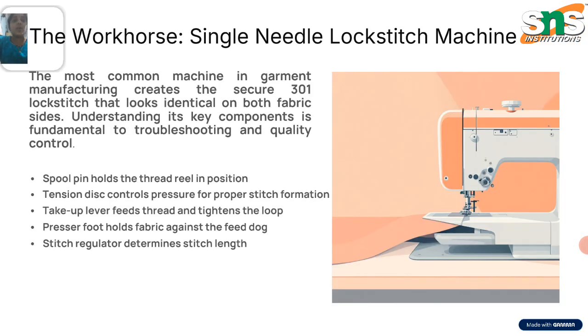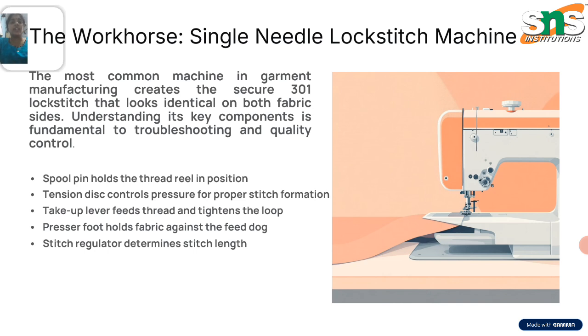The next one is the workhorse, the single needle lock stitch machine. This is the most commonly used machine type. The most common machine in garment manufacturing creates the secure 301 lock stitch that looks identical on both fabric sides. Understanding its key components is fundamental to troubleshooting and quality control. This is the main basic type of sewing machine, which is one of the first invented, and we are using it for regular purposes.